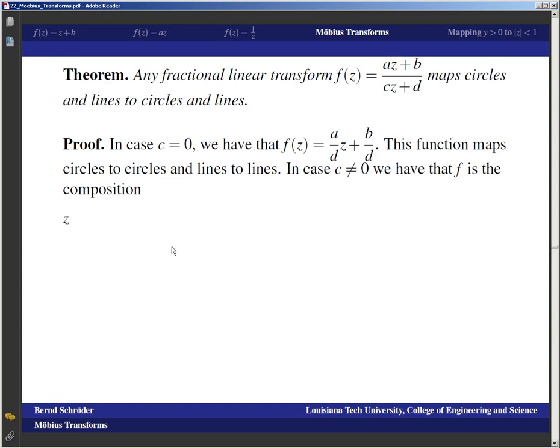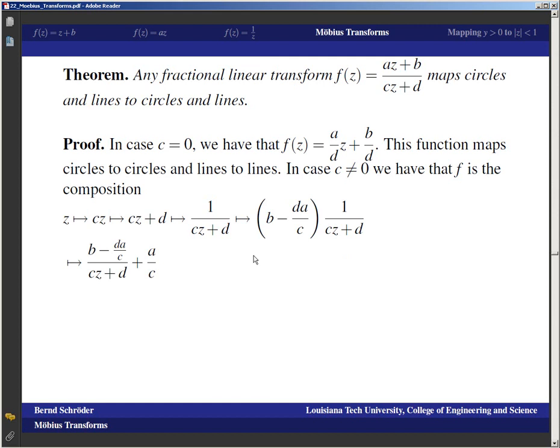that we've talked about at the beginning, right? We first map z to cz, which means we apply this function. We map cz to cz plus d, which means we apply this function. We map cz plus d to 1 over cz plus d, which means we apply this function. We map 1 over cz plus d to b minus da over c, times 1 over cz plus d, which means we apply this function. And we map that to b minus da over c, over cz plus d, which is what we had, plus a over c, which means we apply this function again.